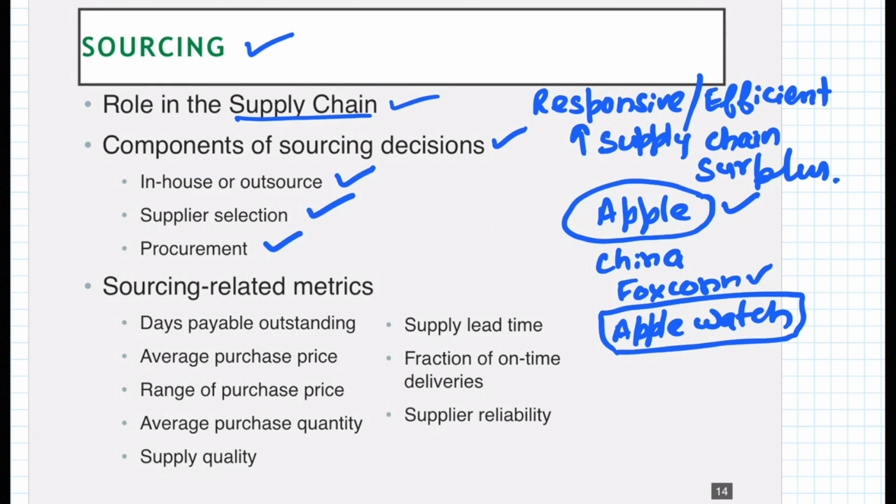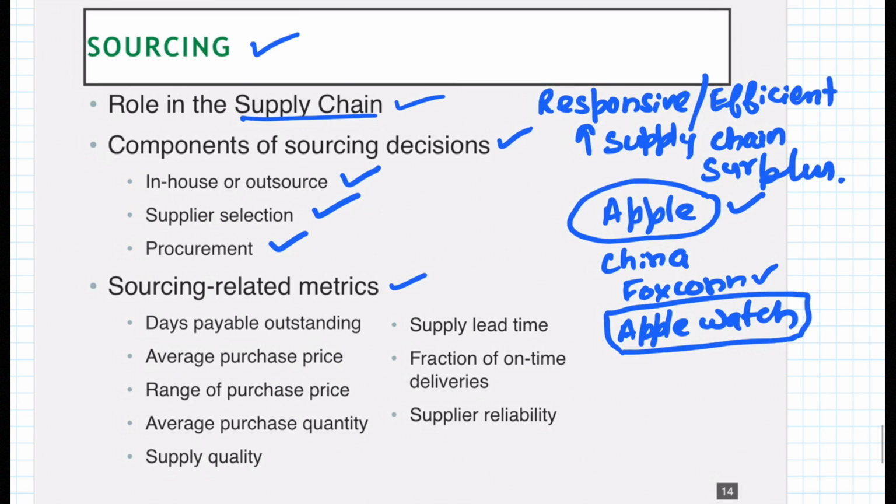Procurement is the process of obtaining goods and services within a supply chain. Days payable outstanding captures the number of days between a supplier performing a particular activity and when they were paid. Also, what was the average purchase price, and the range of purchase price captures fluctuations that may occur during a given period of time. And also it is very important to monitor the quality of the supply.